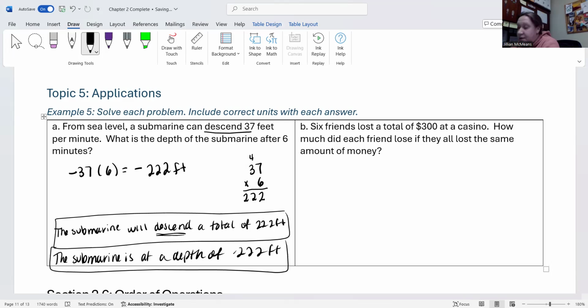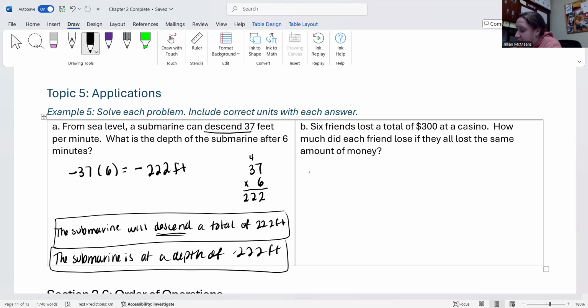Finally, we have for part B, 6 friends lost a total of $300 at the casino. So that loss of $300, that's our negative. The 6 friends are going to be positive. How much did each friend lose if they all lost the same amount of money? Well, in this case, we want to do division. We've got this grand total, this huge loss combined between these 6 friends. We want to figure out if they all lost the same amount of money, how much did they lose?